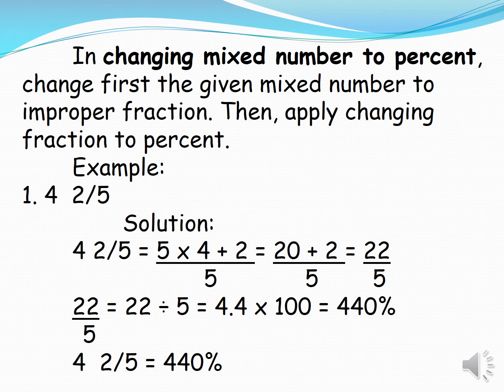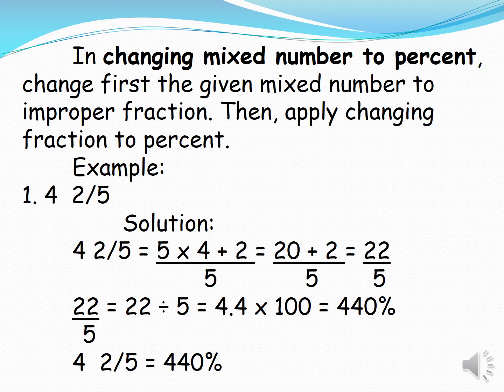In changing mixed number to percent, change first the given mixed number to an improper fraction. Then apply changing fraction to percent. Example: 4 and 2/5. Solution: change first 4 and 2/5 to an improper fraction. So we have (5 times 4 plus 2) all over 5. 5 times 4 is equal to 20, plus 2, all over 5. So 20 plus 2 is equal to 22 over 5, or 22/5.